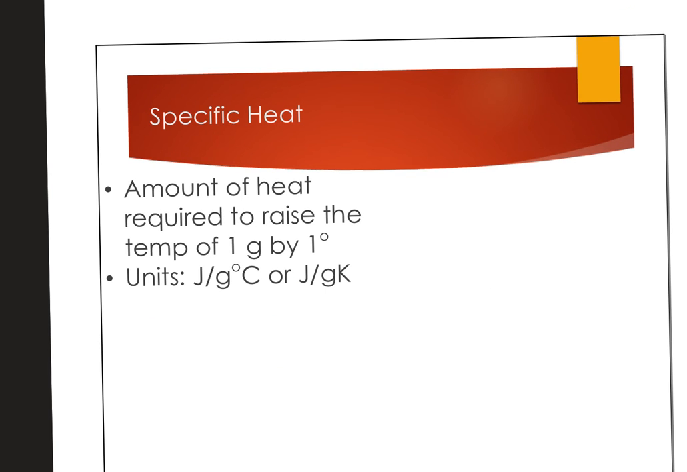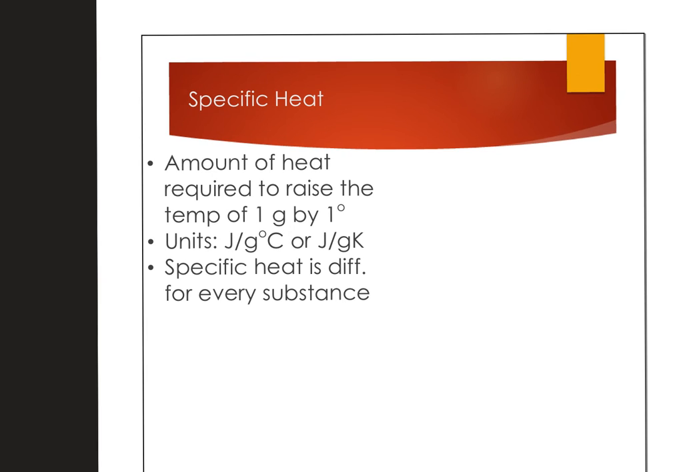So specific heat can have units of joules per gram Celsius or joules per gram Kelvin, which is what I just showed you on the other page. Most of the time in this class, we're using joules per gram Celsius in the heat problems we'll be solving. And I don't think you have to write this last thing down because you just saw in my example that specific heat is different for every single substance.